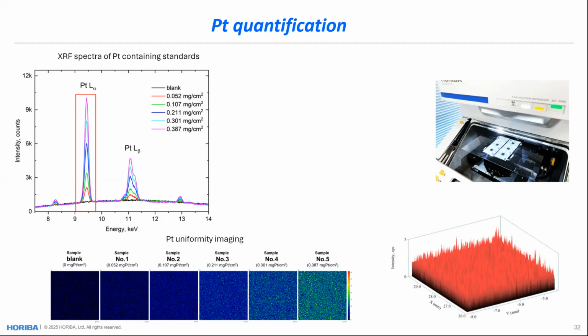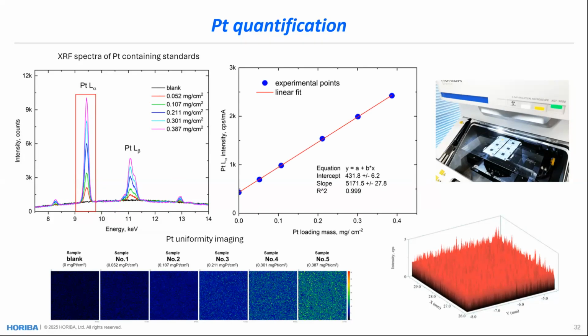Now here is how the maps look. You can see this is a blank, this is a sample with different composition, and number 5 shows the distribution of the platinum of the sample with the highest concentration. What we're going to do now is create the calibration curve. The very important thing is the samples are quite linear, and we have an R square of 0.999. It's very good, so we can do good quantification.